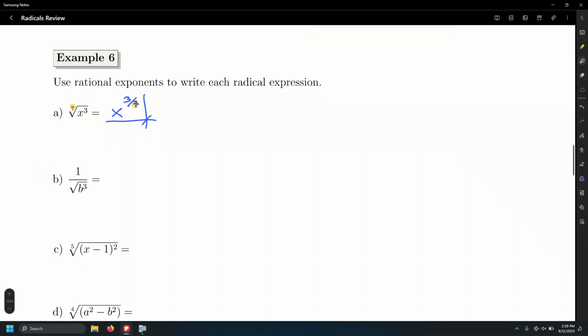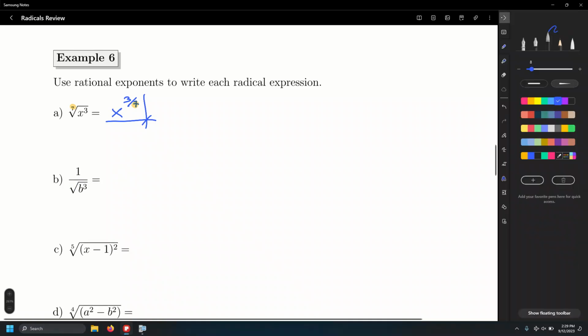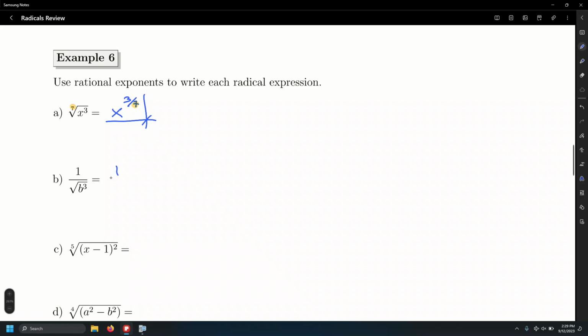For letter B, we're going to do the same operation first in the denominator, and then whatever we get, we're going to send it to the numerator with negative exponent. Again, no number in the corner of the radical symbol means it's a square root, so the index will be 2. In this case, that's 1 over b to the 3/2. However, we don't want to keep it in the denominator. We move it to the numerator with negative exponent, right?